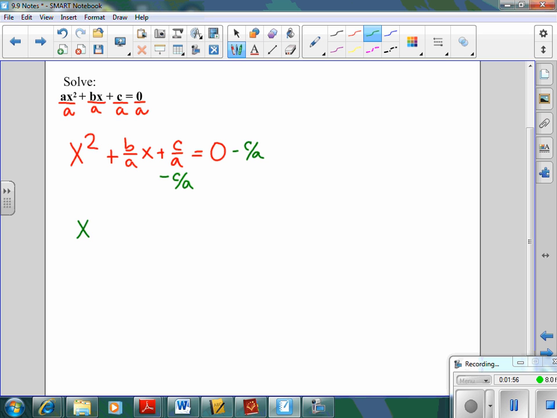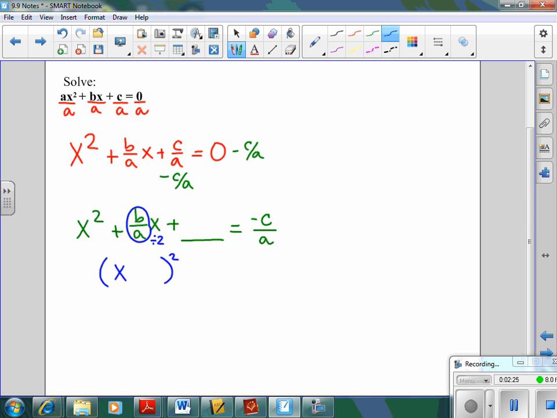So let's move this c divided by a over to the other side. And now we're left with x squared plus b divided by a times x plus our mystery thing that we're going to find in a second, and that equals negative c divided by a. So now we need to complete the square. We know in our parentheses there's going to be an x here, and we're going to square something. And remember, we take b divided by a, or whatever this is, and we divide it by 2.